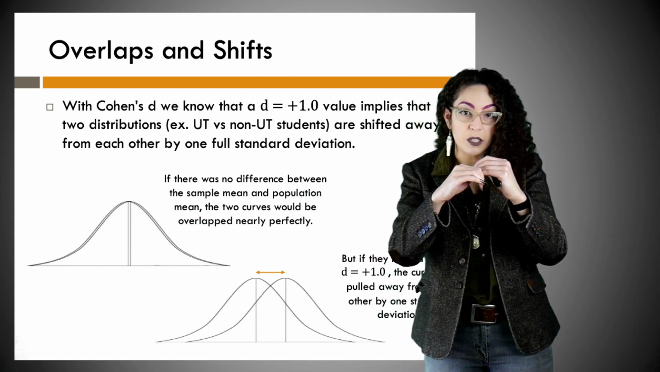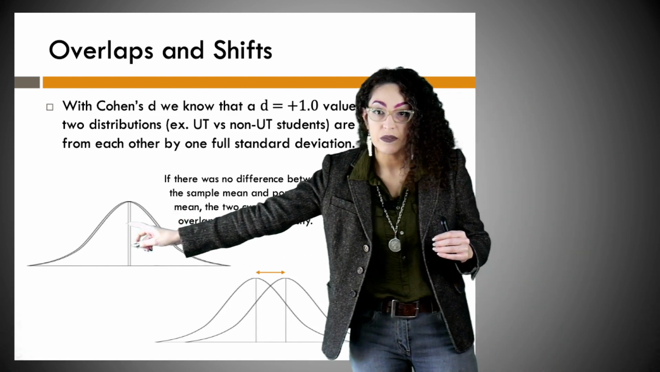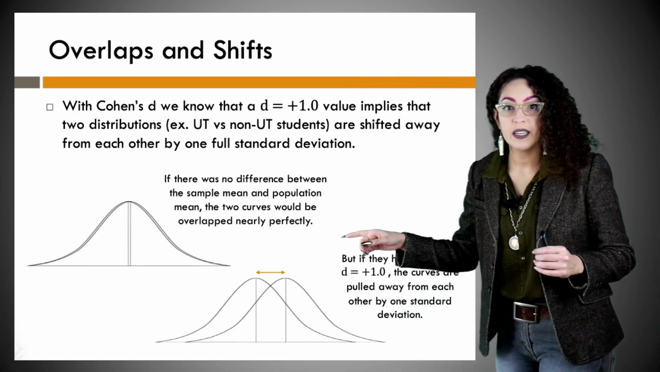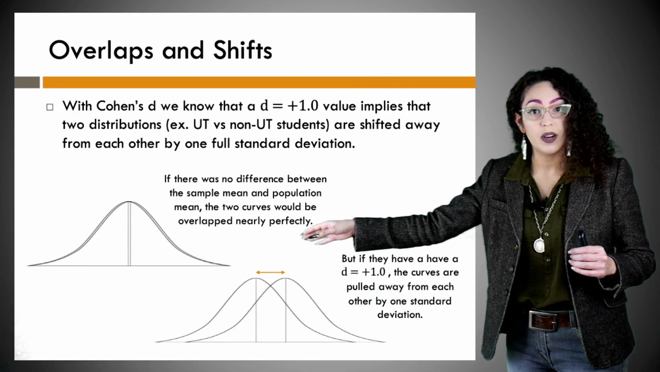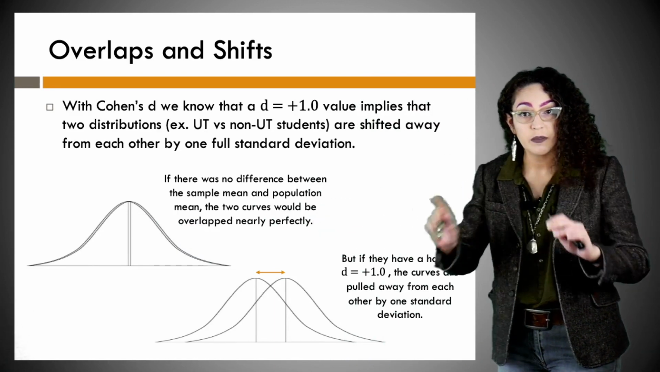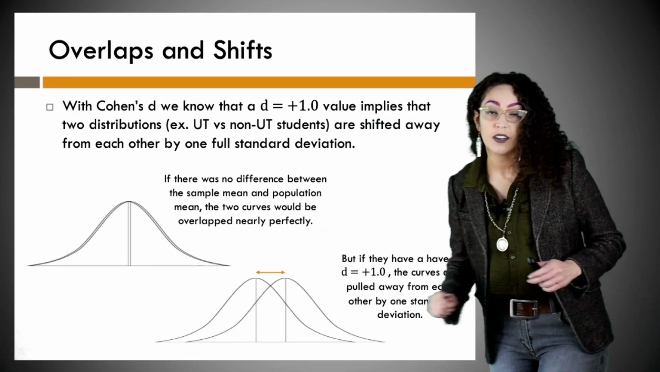There is no difference between the two means. And if there is, it's very negligible. And over here would be an example of maybe a full standard deviation apart. So Cohen's d would be equal to about 1. And notice how the curves are further apart from each other because the means are different from each other.